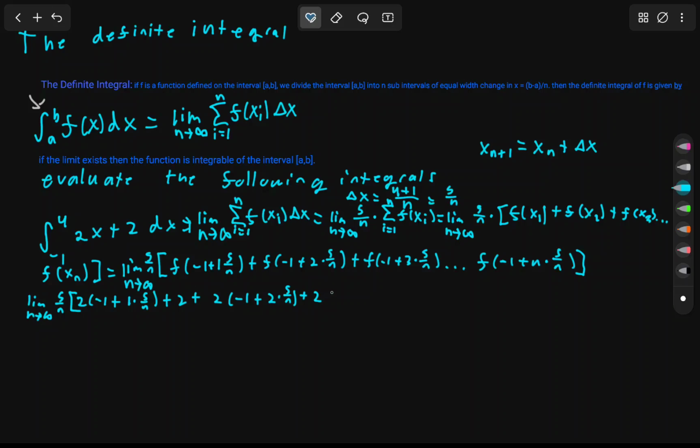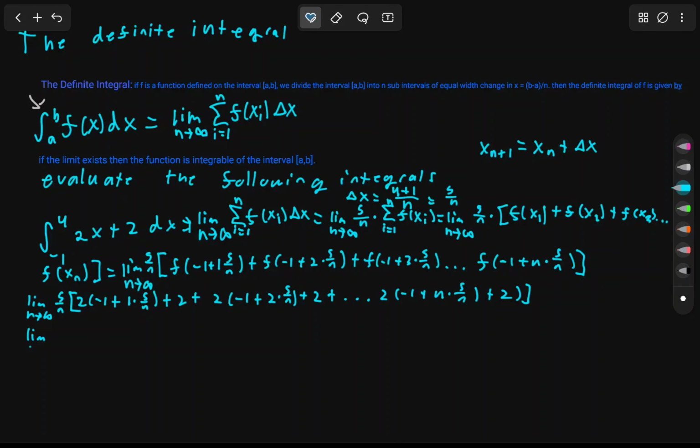Alrighty. Now we're going to keep doing this until we reach 2 times -1 plus n times 5 over n, plus 2. Well, we can rewrite these extra 2's that are just hanging about as 2 times n.